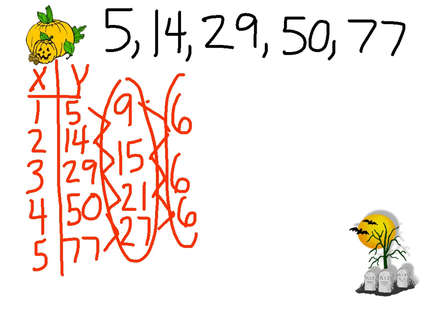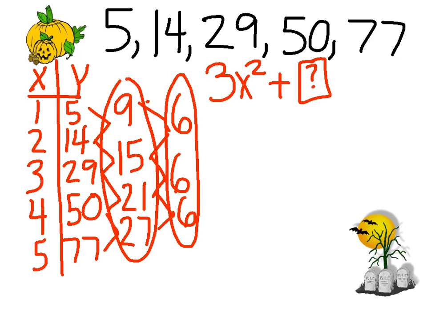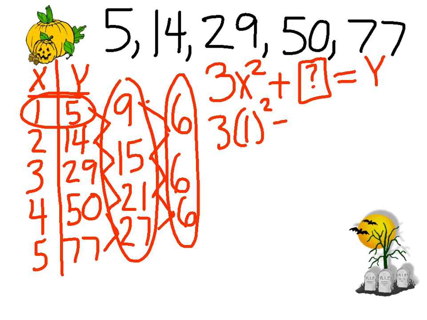Okay, so what do we need to do with this number to find our coefficient? Right, we divide it by 2. 6 divided by 2 is 3. So we have 3x squared plus some number gives us our y values. We plug in our ordered pair. 3 times 1 squared plus our number gives us 5. 1 squared is 1, and 1 times 3 is just 3.